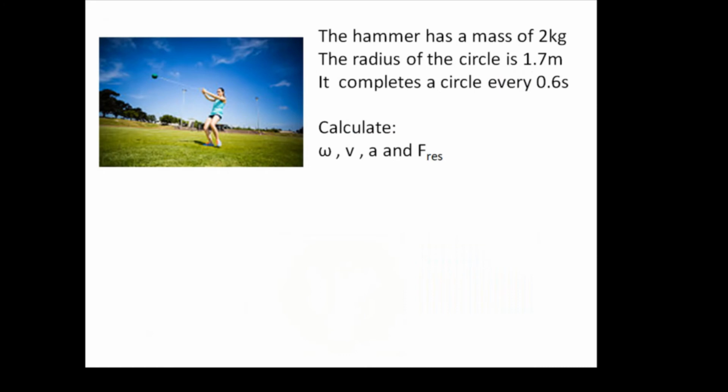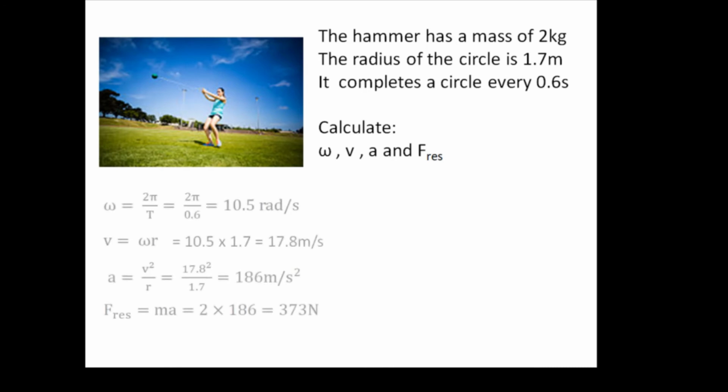Okay, here's an example. The hammer has a mass of 2 kilograms. The radius of the circle is 1.7. It completes a circle every 0.6 seconds. Calculate those quantities. Pause the video, have a go at it. And there's the answers, and I'm sure you got those answers.